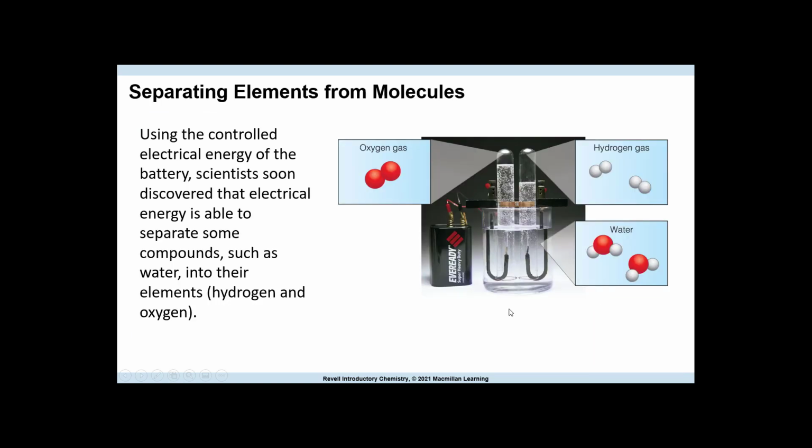So, separating the elements. Volta's invention of the battery was a huge milestone for scientists. Scientists then used the electric energy to separate compounds such as water back into hydrogen and oxygen gas. So that's what this figure is representing, that there's oxygen gas here. What happens is that when the water gets separated into its elements of gas, the gas will push the water. It was filled to the top, but the gas is less dense.